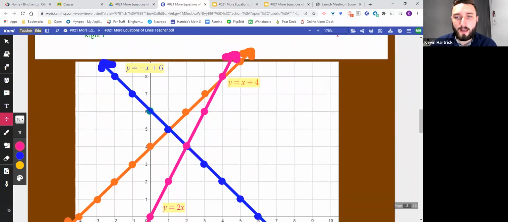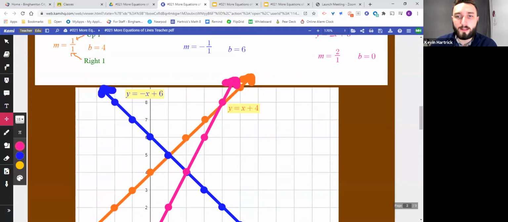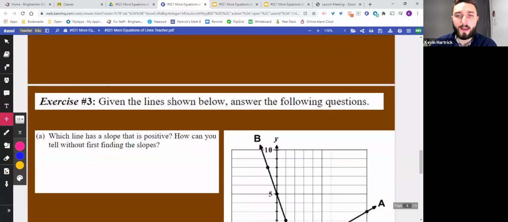I had to do some over to the left. So opposite that, up 1, left 1, up 1, left 1. Okay, got all my points, connected them, labeled it, and we're all good. All right, so hopefully you guys did okay with that. Let's look at exercise number 3.